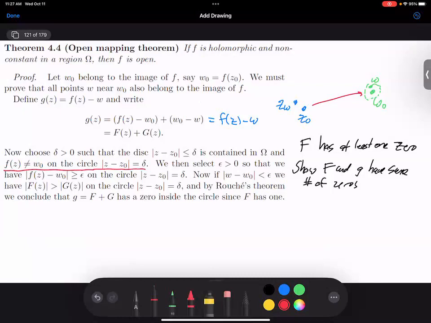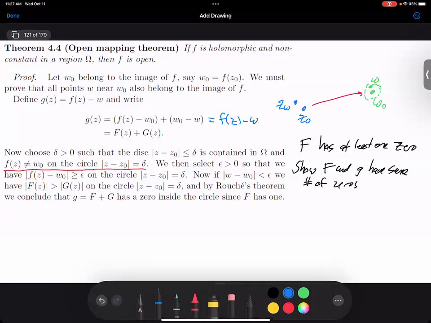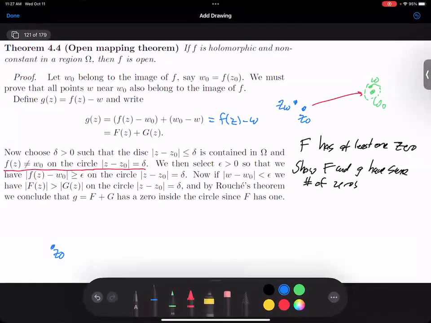But maybe it equals w naught at one point on the circle. It doesn't have to equal w naught everywhere on the circle, but maybe there's one point on the circle. Why? Otherwise, it accumulates. So if this was false, if I have z naught over here, then imagine on every circle, there would have to be at least one point where the value is equal to omega naught. And then those would have to accumulate somewhere. Where would they accumulate?